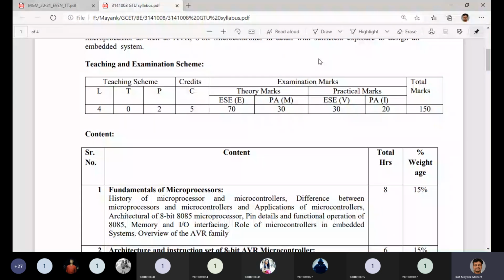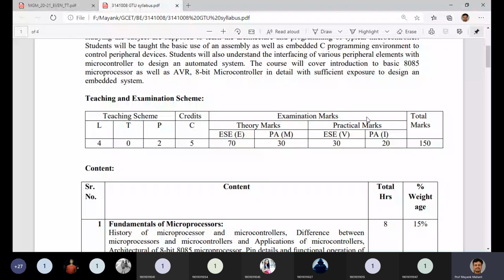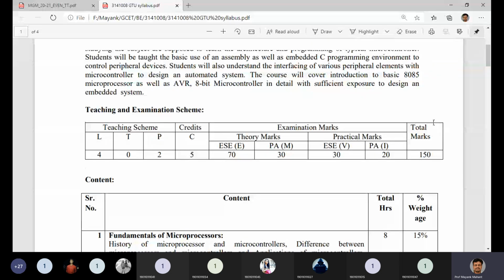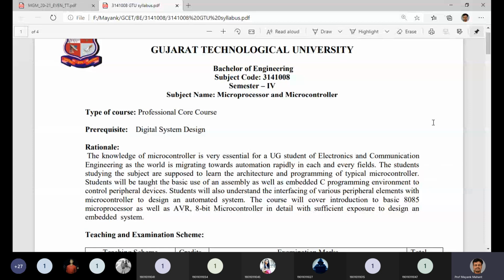Okay. So microprocessors and microcontrollers are very important for any embedded system. You cannot talk of an embedded system without a microprocessor or microcontroller. Okay. So this is your 3141008 subject, which is Microprocessor and Microcontroller, and the prerequisite course for this particular subject is Digital System Design.